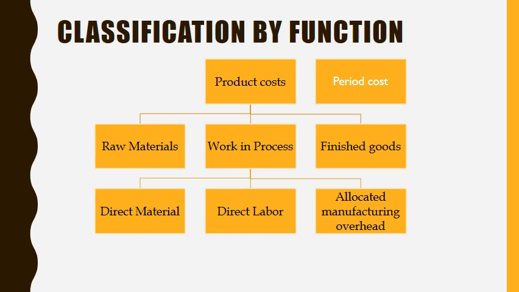So next we'll talk about another classification, which is how we can track cost by how it's traced to the product. Previously we talked about product cost having three parts: raw materials, work in process, and finished goods.